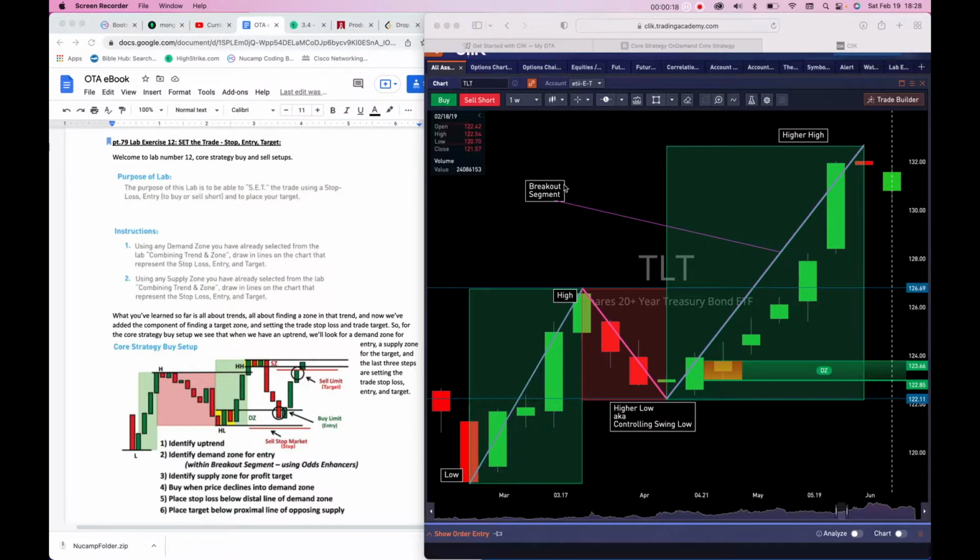So for the Core Strategy Buy setup, we see that when we have an uptrend, we'll look for a demand zone for entry, a supply zone for the target. And the last three steps are setting the trade stop loss, entry, and target.